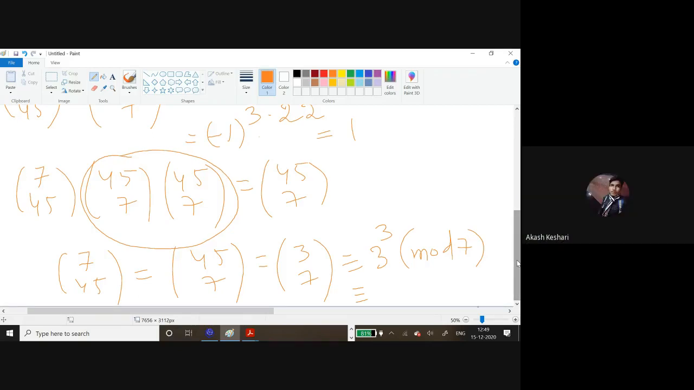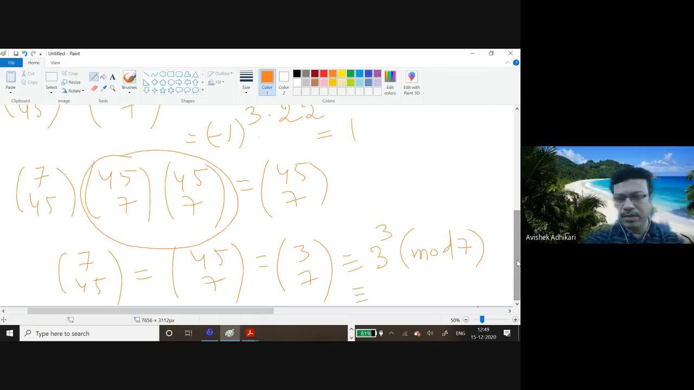So -1. So 27, 28. Yes. So this is -1. So now you see that even without factorizing the value of 45, by using the law of quadratic reciprocity in case of Jacobi symbol, we can reduce this. So that's a very powerful tool.